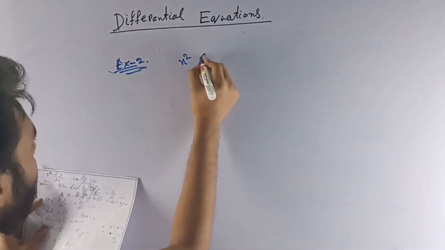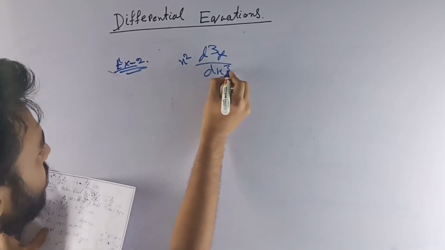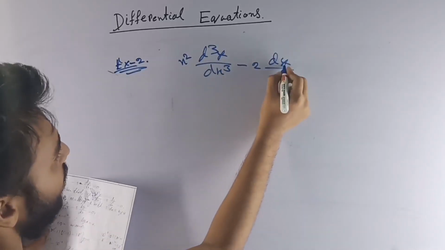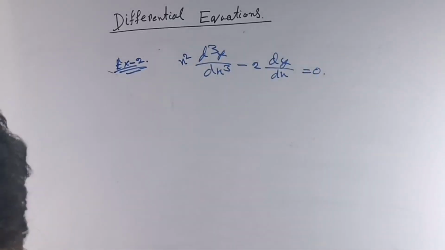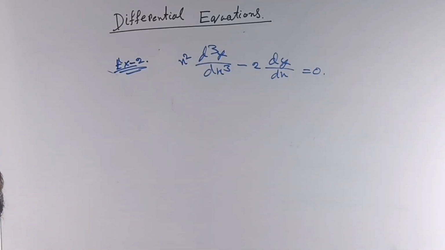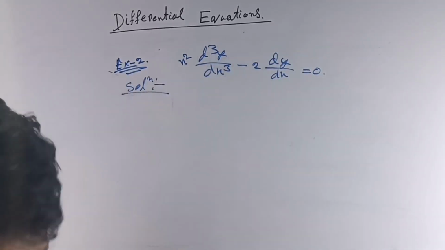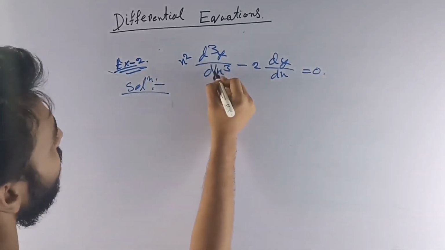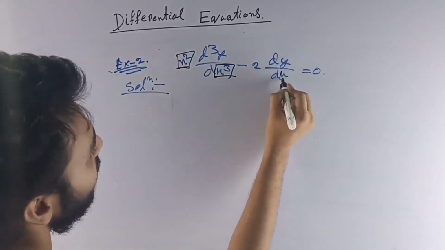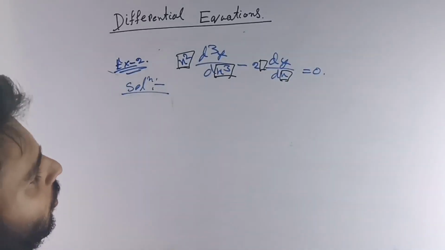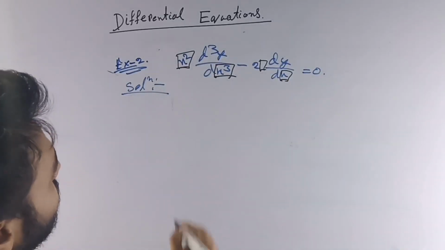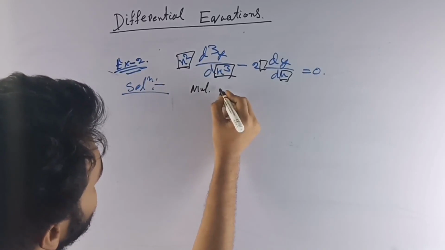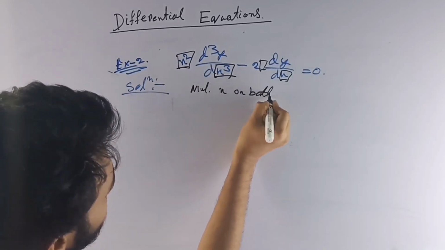Okay, now the second question is x square times d to the power 3y by dx3 minus 2 dy by dx equals 0. Now this is the solution. Therefore it comes that this cube, this square, and this x, and this x to the power 0, that means 1. So again it's the homogeneous equation. It's very important and very easy.